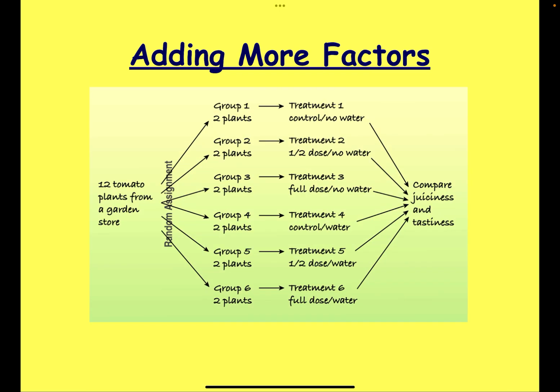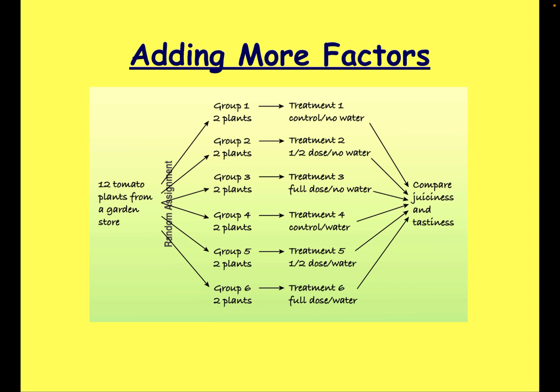However, if you wanted to add more factors into that design, it could look something like this. Let's say we get 12 tomato plants from a garden store. Let's say not only do I want to test the fertilizer, but I also want to test the quantity of water that they're receiving as well. So notice here, I now have not just 3 treatment groups, but perhaps I would now have 6. So I would take my 12 tomato plants, I would randomly assign them into 6 groups of 2.